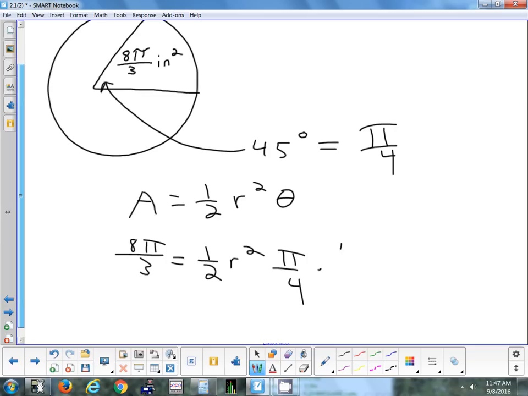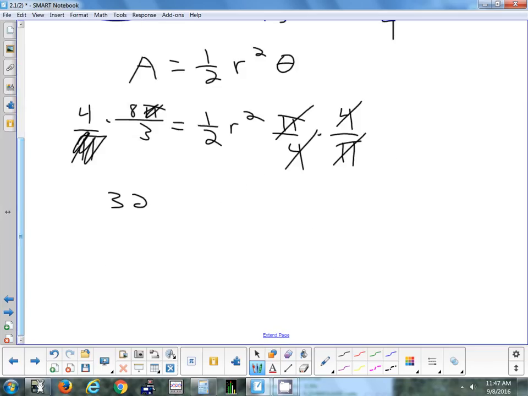Yeah, multiply by the reciprocal. That's going to cancel the 4s. That's going to cancel the pi's. Anything else that's going to cancel out now? Yeah. You got pi in the top, pi in the bottom. Now on the left-hand side, let's just multiply it out. 4 times 8. 32 over 3 equals, I still have 1/2 r squared on the other side.